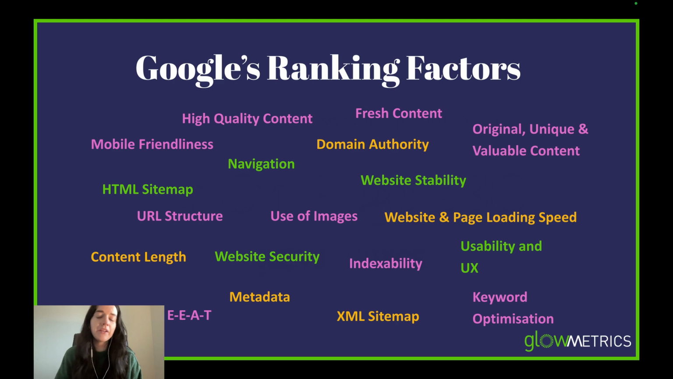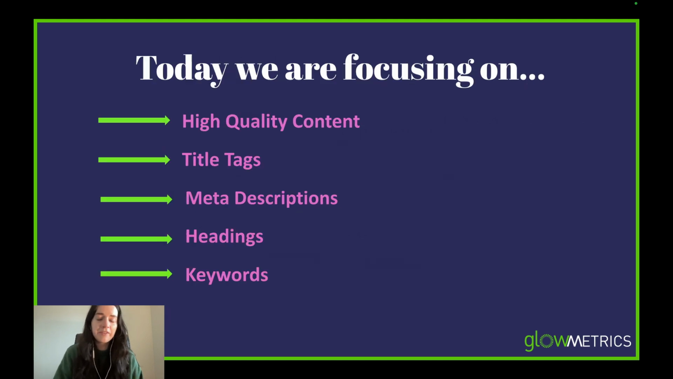So there are a number of different ranking factors when it comes to SEO. There are things such as website stability, UX and usability, your sitemap, your content, use of images, keywords. But today we're only going to focus on what I would consider the top 5 on-page SEO ranking factors, which are high quality content, title tags, meta descriptions, headings, and keywords.